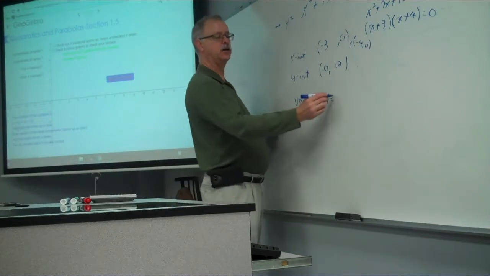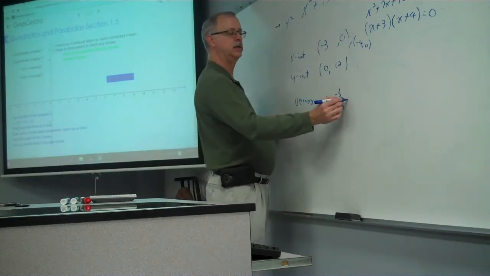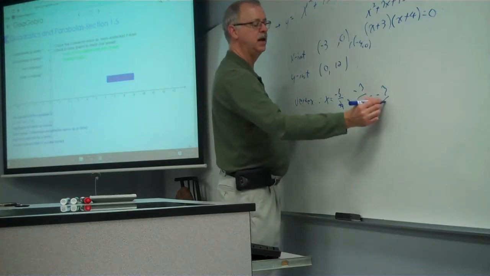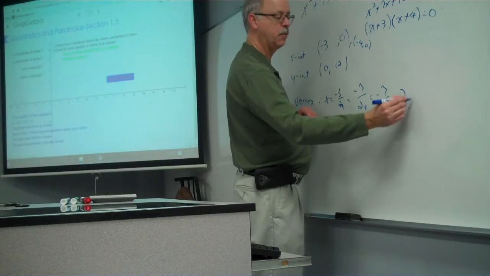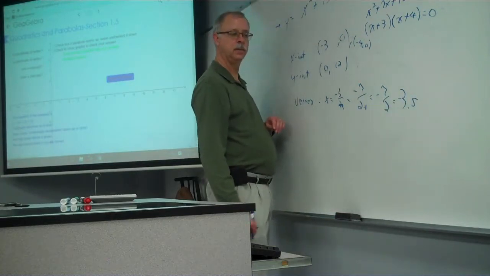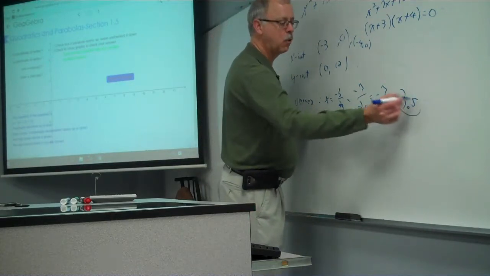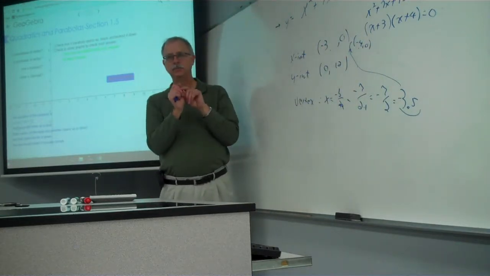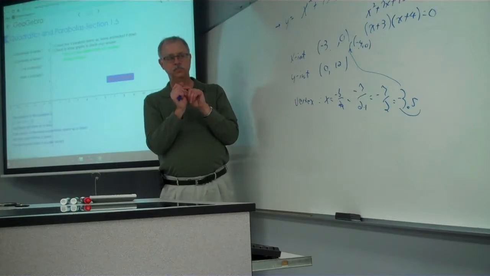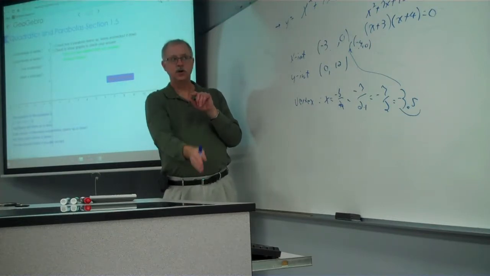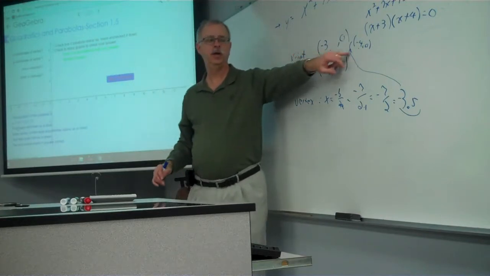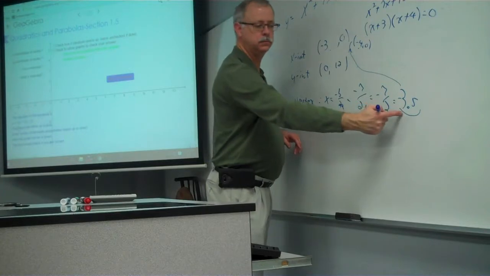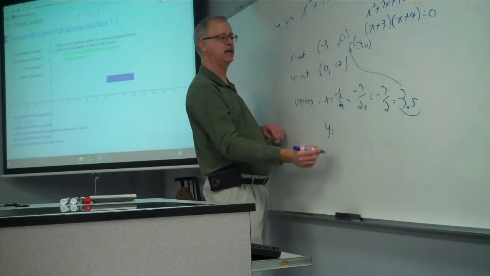The vertex occurs when x is negative b over 2a. So in this case, negative 7 over 2 times 1, negative 7 halves, or negative 3.5 if we put it in terms of a decimal. This x-coordinate always should be evenly spaced between the two x-intercepts. There's a line of symmetry going through the vertex, so it has to be halfway between the two intercepts. But we're not done. We also need the y-coordinate of the vertex.